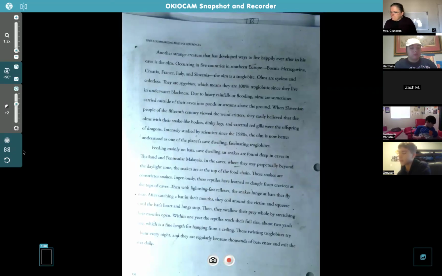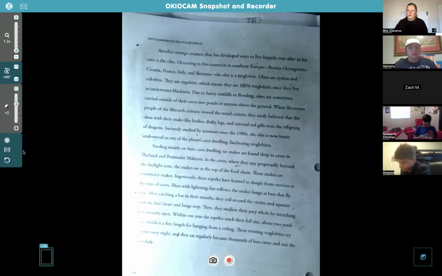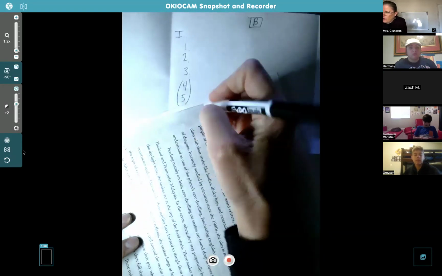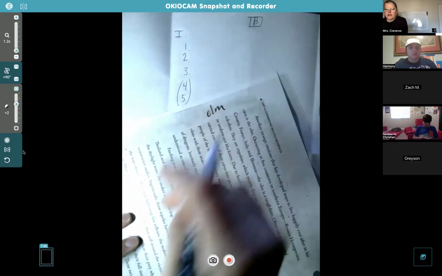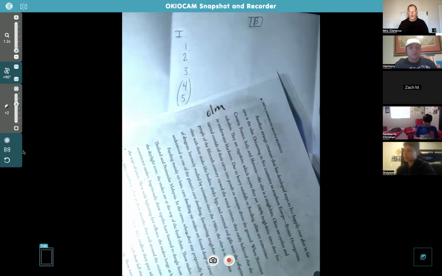They have snake bodies, dinky legs, and external red gills. Okay. So they're talking about a specific one. Do you know the name of it from that first sentence? The Olm. It's a weird word, huh? But yes, this is talking about the Olm, O-L-M. That's what it's called. Olm.